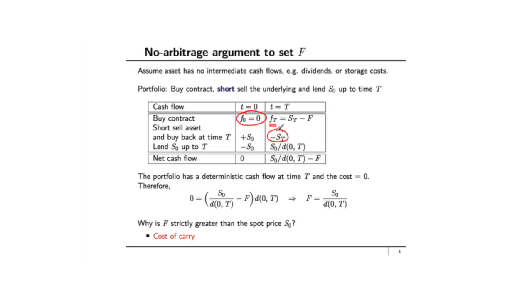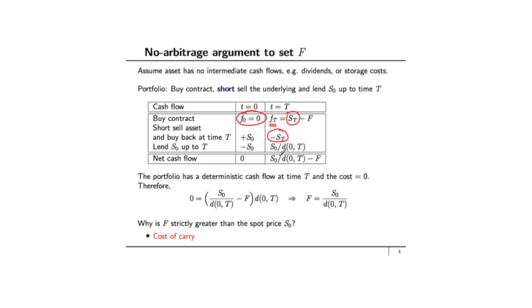Why did I construct this particular object in my portfolio? Because now this S_T and that minus S_T cancel each other. Remember what we did for the floating rate bonds. We removed the randomness, and that's what we are doing here too. You lend S0 up to time capital T. What happens now? Minus S0 is the cash flow at time 0. S0 divided by D(0,T) is the cash flow at time capital T. This is just a fancy way of writing S0 times (1 plus R) to the power capital T.